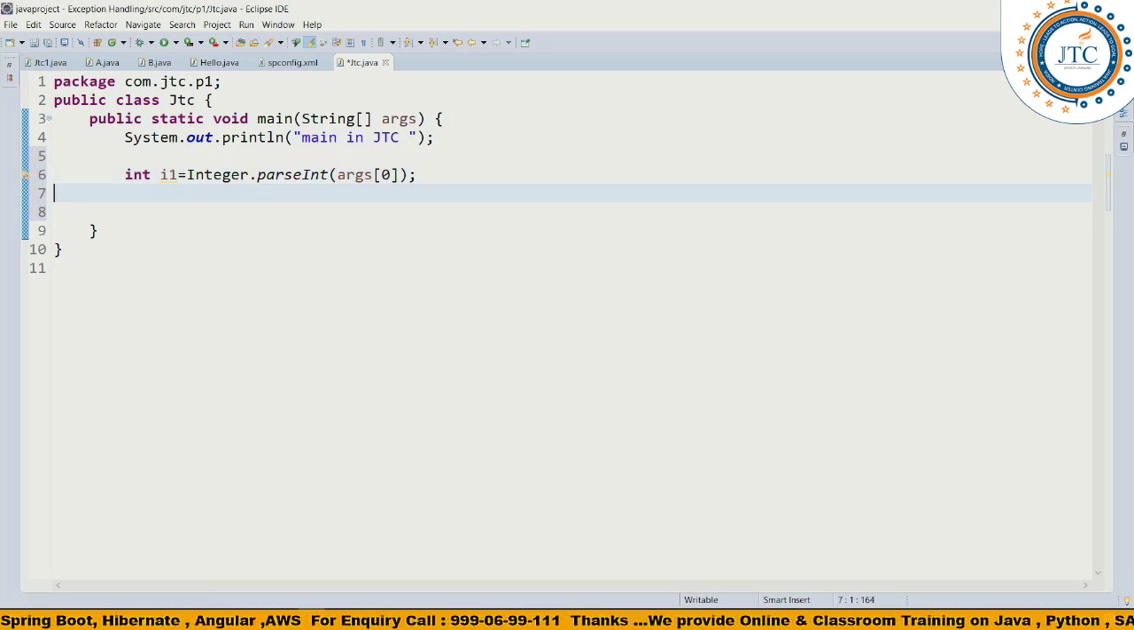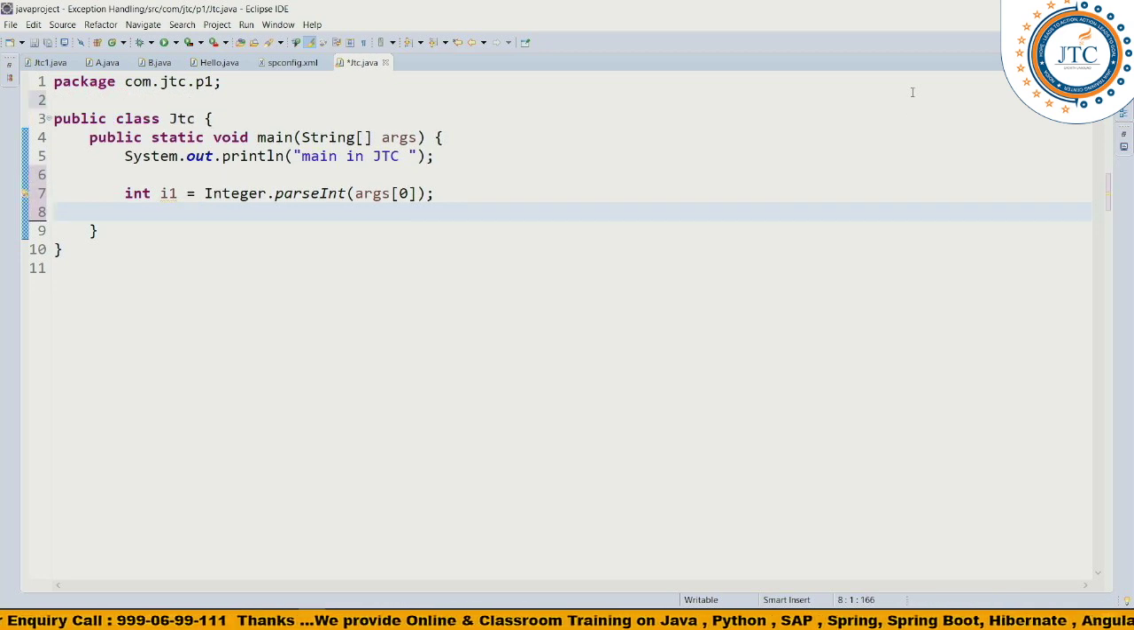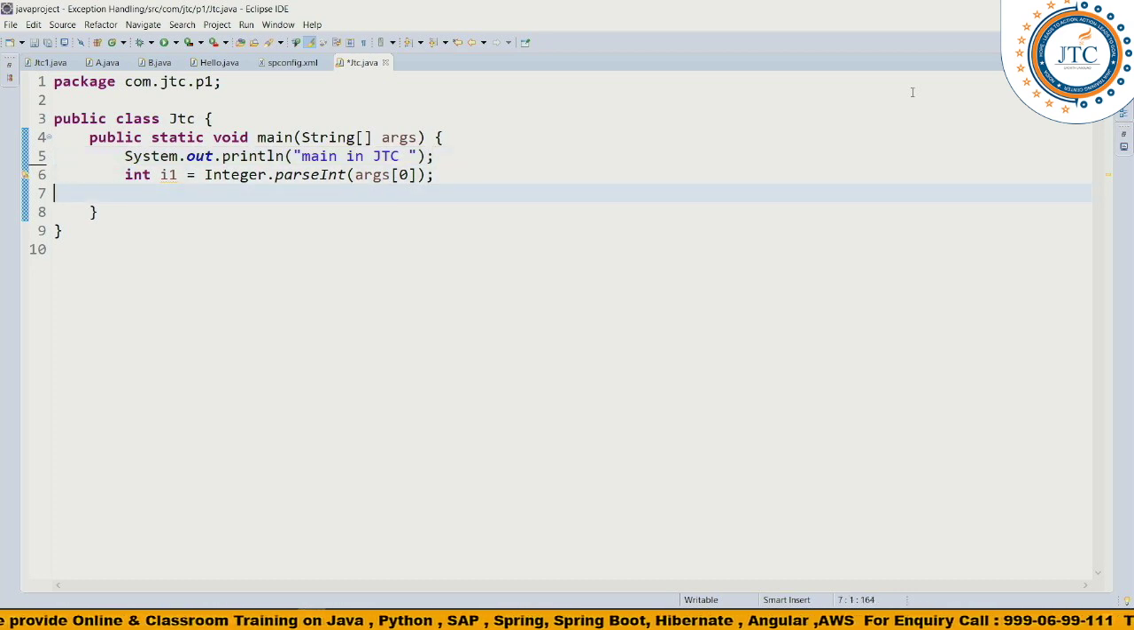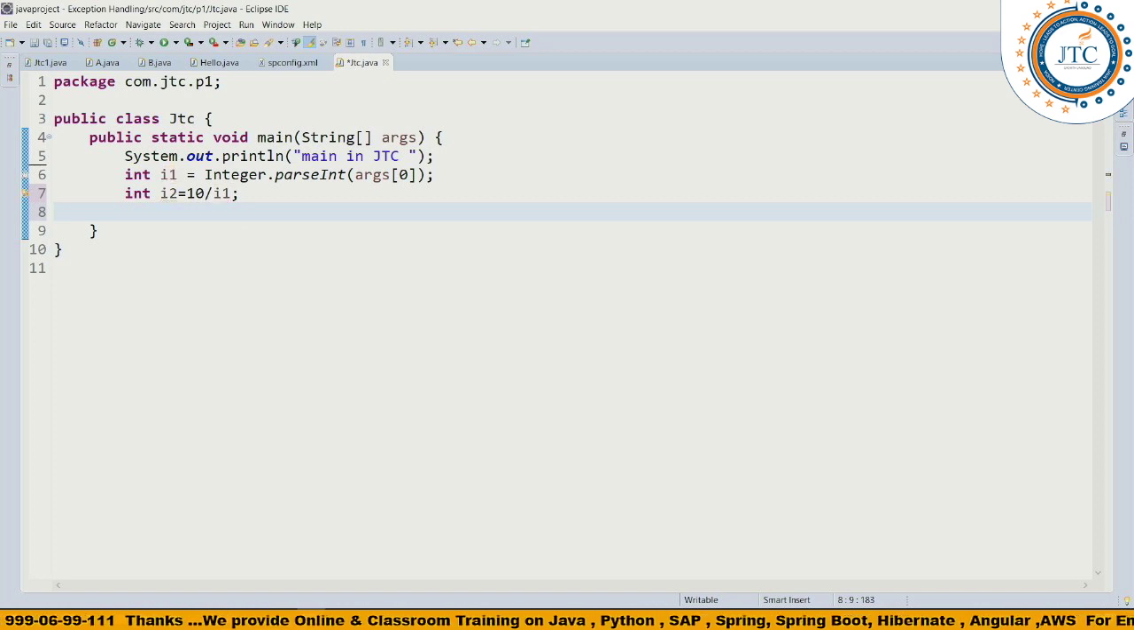So the very first question which could come to our mind is this. Let's say I write one more line: int i2 is equal to 10 divided by i1. Many important questions I am going to discuss, and I'll write i2 here.